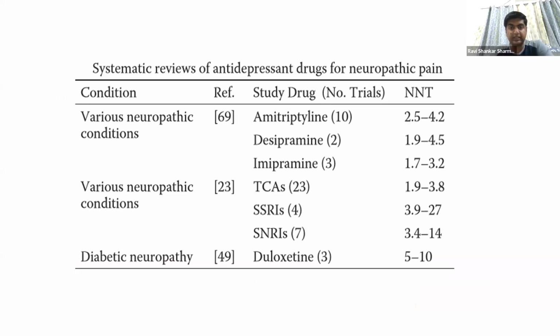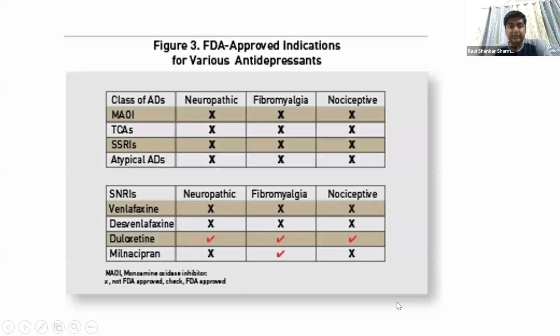Yes, this is again NNT for neuropathic pain. And out of this, just an interesting finding, you will see that tricyclic antidepressant has got the lowest number needed to treat for neuropathic pain, but because of its adverse effects, it is less commonly used. Okay. Then FDA approved indications for various painful conditions: duloxetine is approved for neuropathic pain, fibromyalgia, and nociceptive pain, while milnacipran is approved for fibromyalgia.